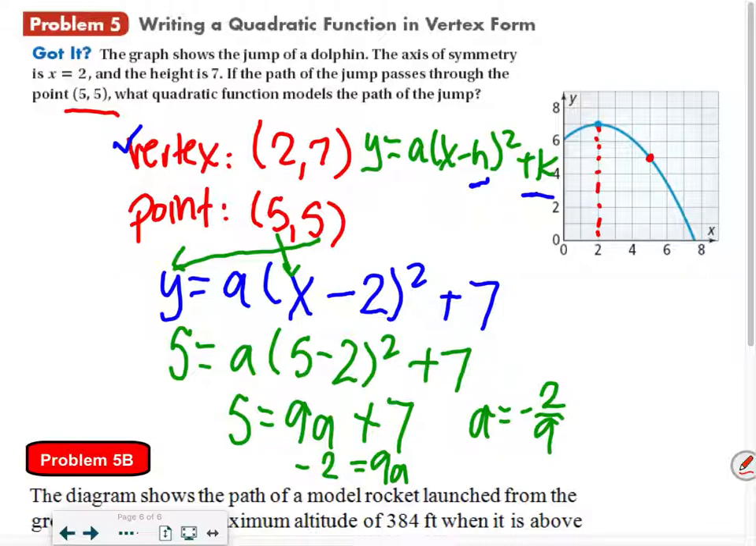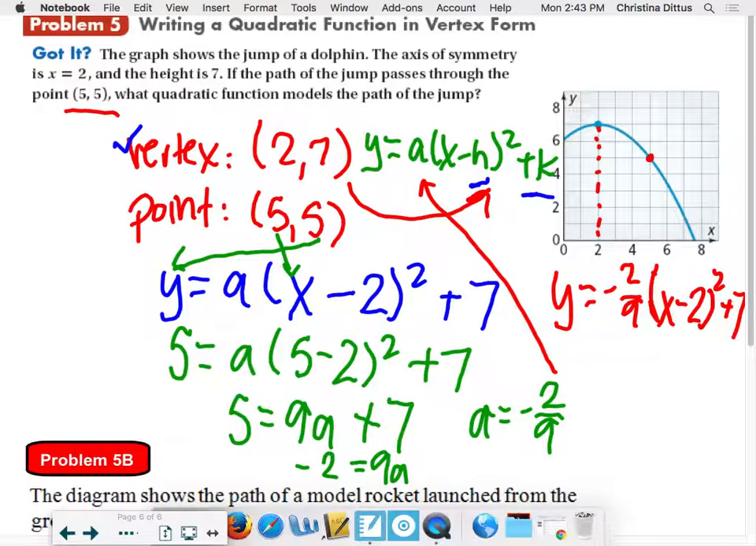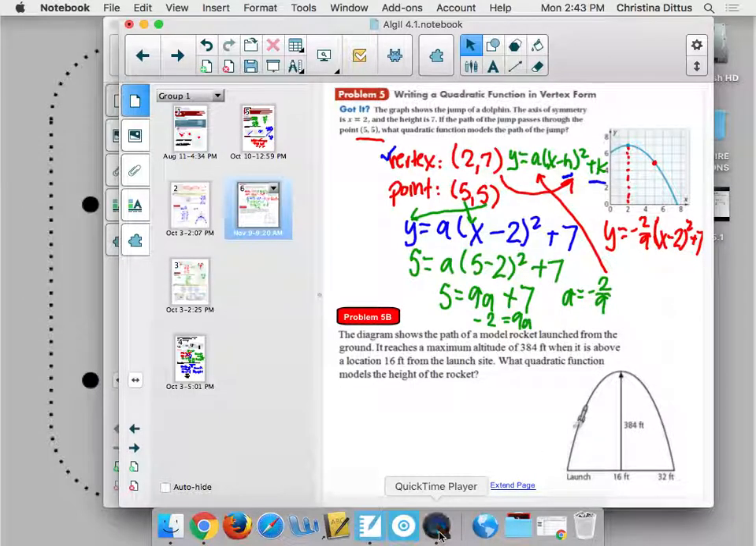But I don't care if it's good, I don't care if it's bad. All I want to know is the equation. So plug it back in. Plug our vertex in, and we're good to go. So I have y equals our a, negative 2 ninths, x minus 2 squared plus 7. Okay, so then we simplify again and solve it for y. No, we're done. We're done? Hold on, slow down.